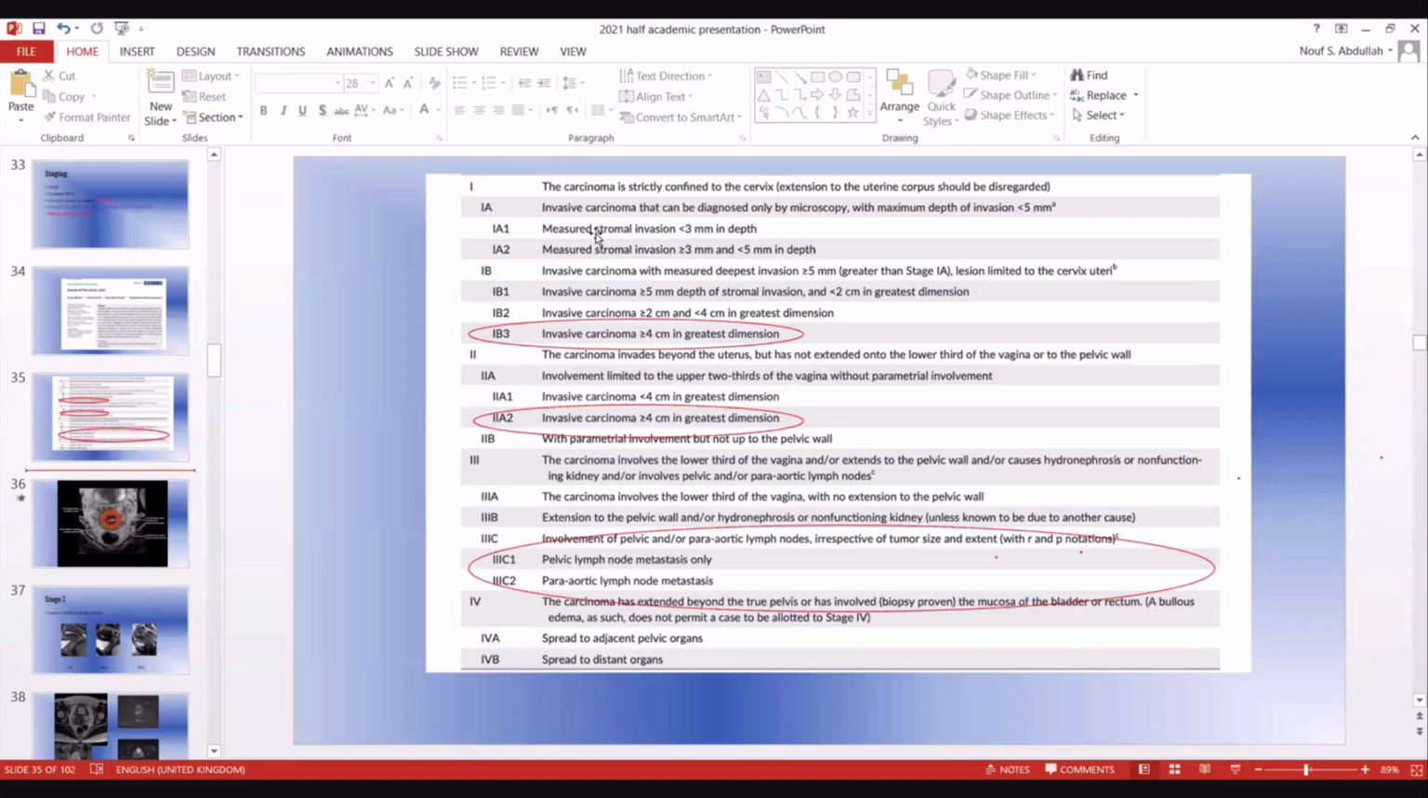So stage 1A, you're talking about a very small cancer that probably you will not be able to see, and it is usually diagnosed by biopsy. When you have a cancer that is bigger than 4 centimeters in size, it is stage 1B. If this cancer is less than 4 centimeters, between 2 and 4, then you are dealing with stage 1B.